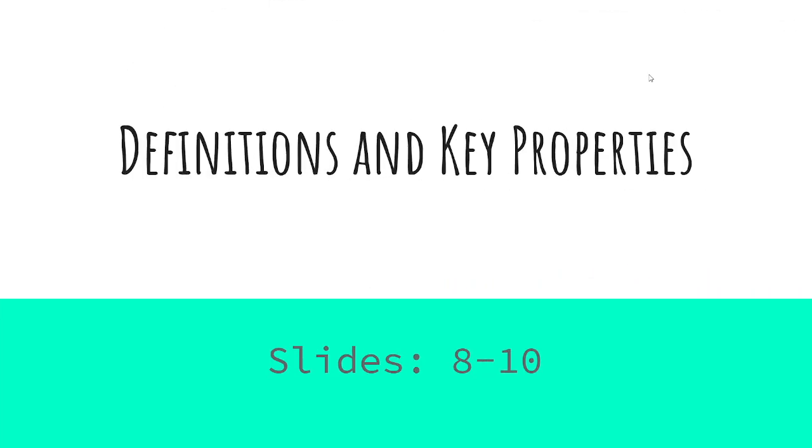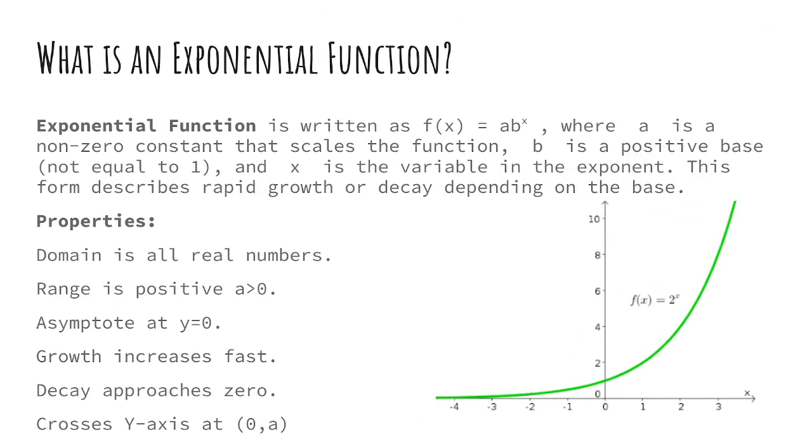On to definitions and key properties. These will be on slides 8 through 10. What is an exponential function? This is more of a mathematical definition. An exponential function is written as f of x is equal to a b to the power of x, where a is a non-zero constant that scales the function, b is a positive base not equal to 1, and x is the variable in your exponent. This form describes rapid growth or decay depending on your base.